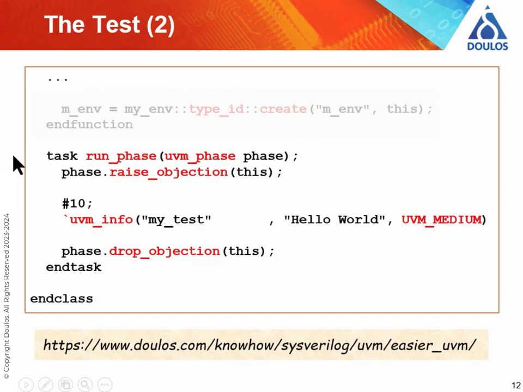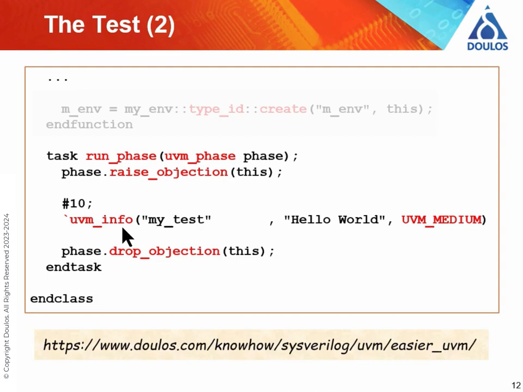The key thing we need to do in our run phase task is to display the hello world message. We do this using another UVM macro, UVM info. This is one of a set of 4 macros that can be used to display messages with 4 levels of severity that correspond to the SystemVerilog levels of severity: UVM info, UVM warning, UVM error, and UVM fatal. You don't have to use these macros, but it's probably best to use them.